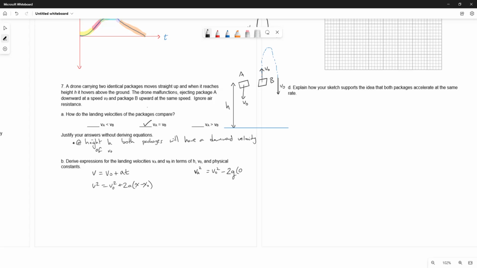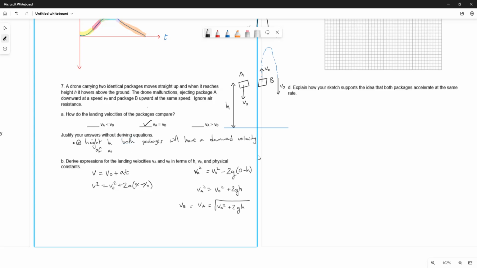Its final position is 0. Its initial position is at position h. So I can work this out, so that it becomes v0 squared plus 2gh. Okay, so that's my final velocity squared, and I would just square root the whole thing to get VA. So VA is the square root of v naught squared plus 2gh. I could go through the process of doing it for B as well, but it's going to be the same because they have the same velocity. So VB is the same as that.